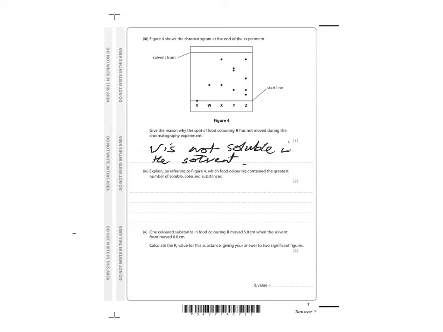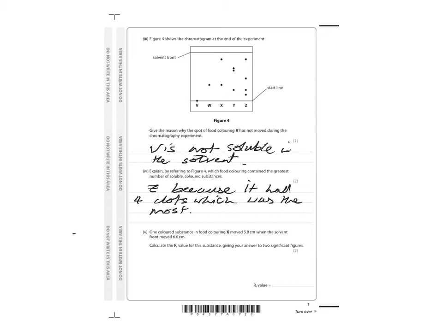Part 4, explain by referring to figure 4 which food colouring contained the greatest number of soluble coloured substances. Well, the answer is Z, and you got 1 mark for writing Z, and that is because it had 4 dots, which was the most. And you got the mark for saying it either had 4 or it had the most.